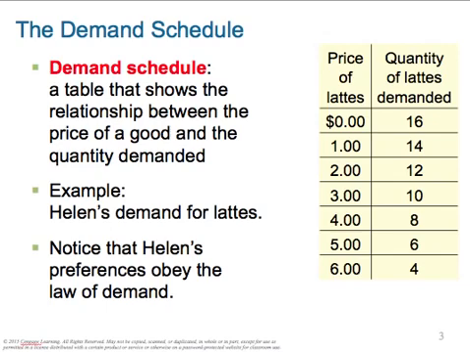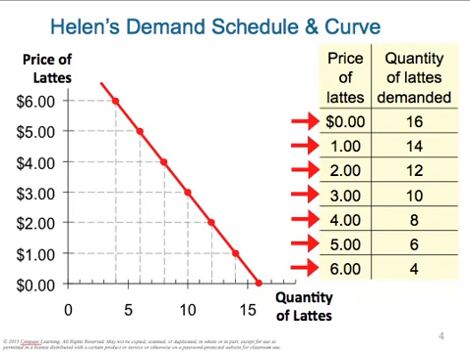Here's an example. Helen's demand for lattes. Notice that Helen's preferences obey the law of demand. At a low price, like free, she demands more. At a high price, like $6, she demands less. As you can see, as price increases, the quantity of lattes demanded decreases. It's an inverse relationship. And with inverse relationships, we typically graphically see a negative, a downward curve.